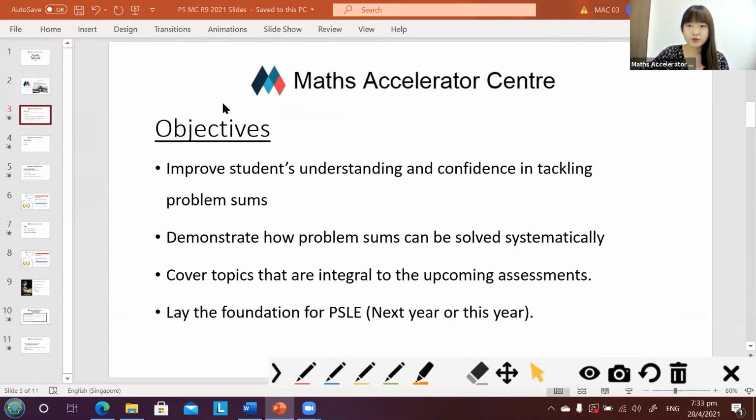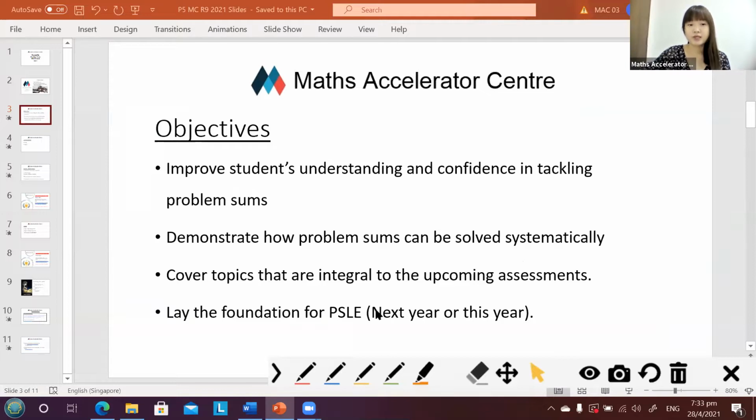Okay, so a lot of you struggle with problem sums, be it maybe you are not able to identify the keywords in the question. You just see a lot of words, you're not able to visualize it. We can help you with the model drawing or the different types of strategies to solving the problem sums. So the objective of these lessons is to help improve your understanding and your confidence in tackling problem sums. Problem sums can be solved systematically, so we'll show you the step-by-step approach on how to solve them.